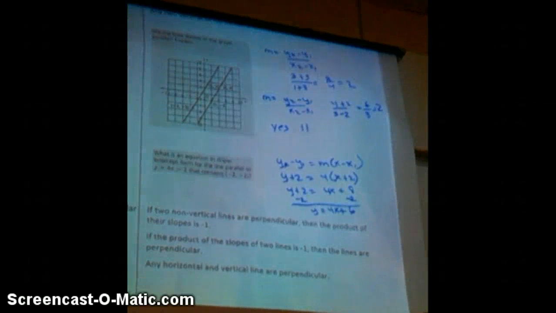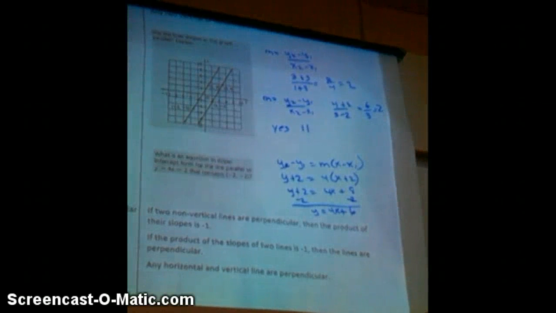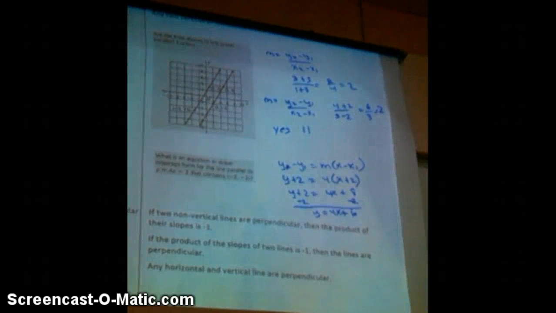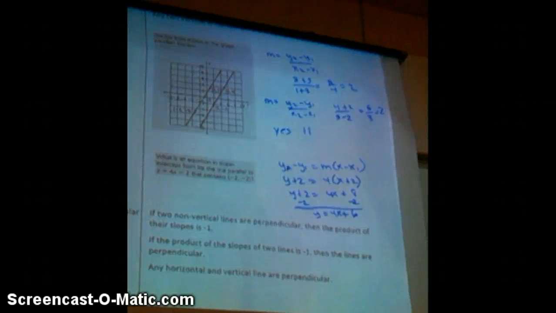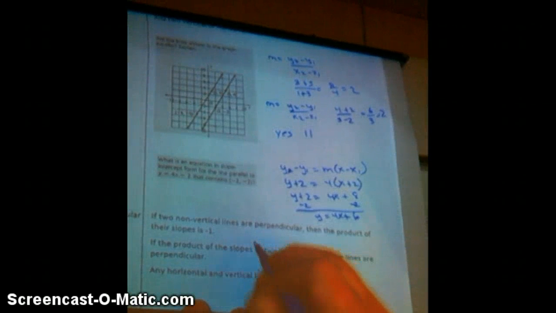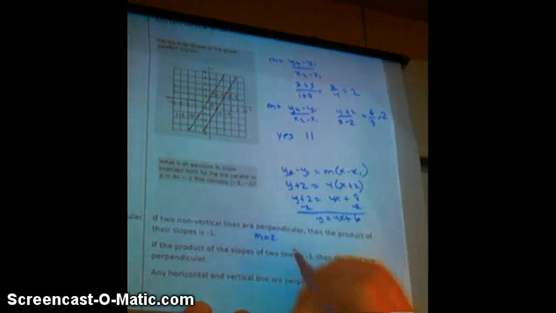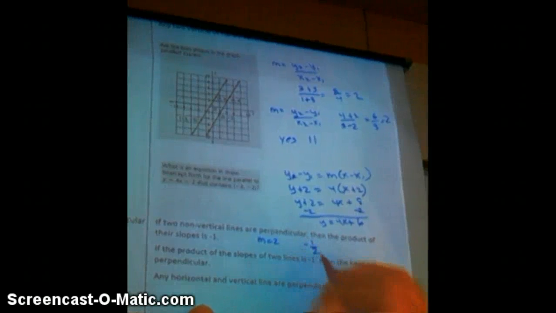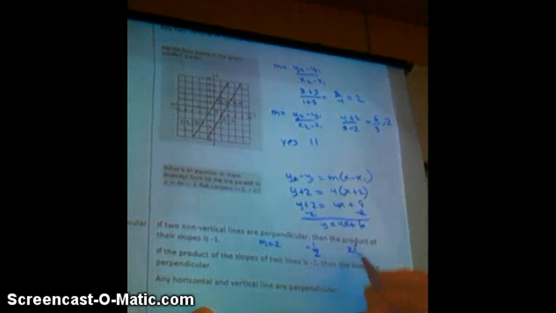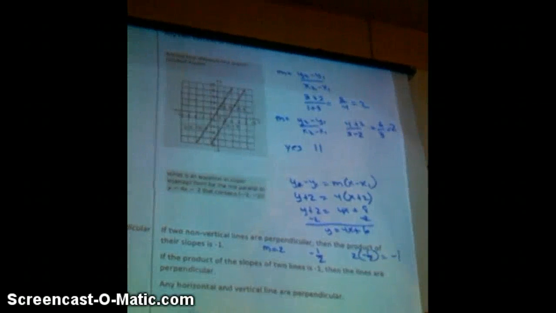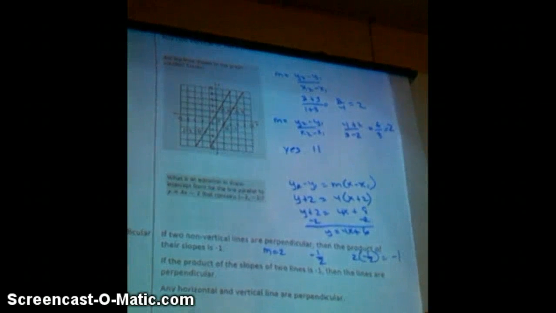Okay, perpendicular lines. If two non-vertical lines are perpendicular, then the product of their slopes is -1. This is another way of saying that the slope and its negative reciprocal are perpendicular. So for example, if the slope of the first line was 2, the negative reciprocal would be -1/2. If I were to multiply those two together, I would get -1. So that would make the lines perpendicular.